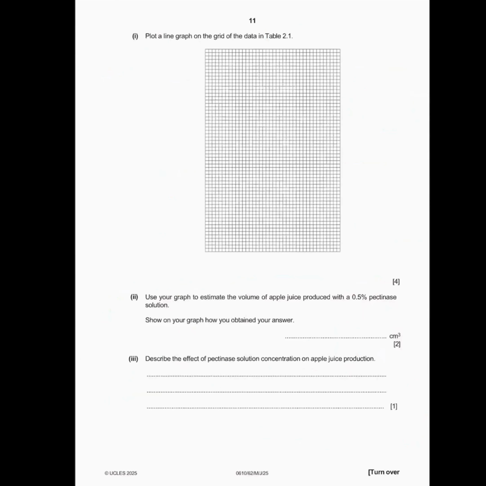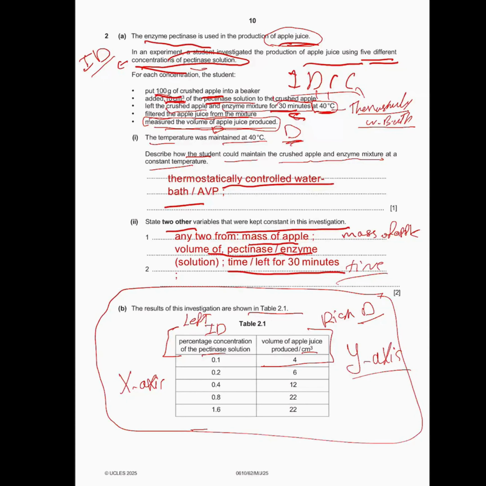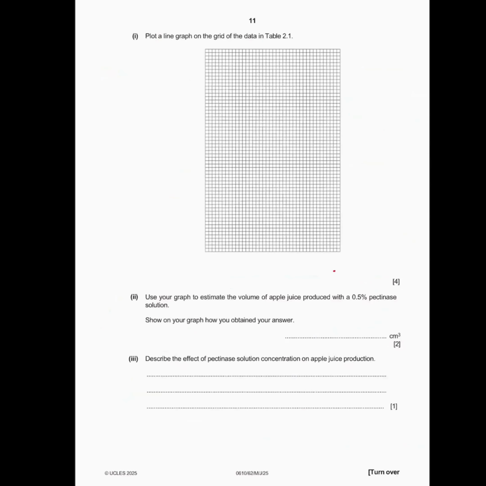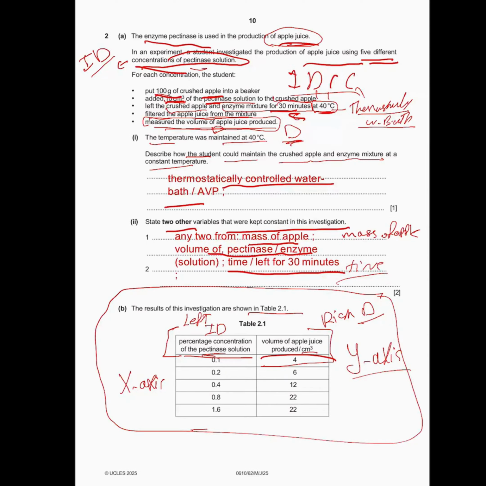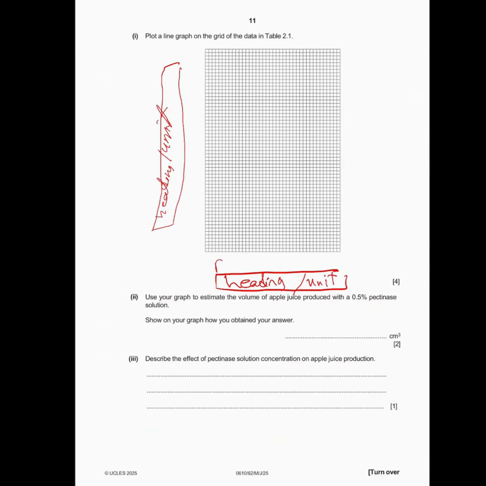After you have done taking the results, you should know that this will be on the x-axis, this will be on the y-axis. So the first thing that you do before you start drawing the graph, you do what? You write two things, the heading and the unit. Make sure that you write this on the x-axis and you write this on the y-axis. Yeah, let's do it together. The heading is what? Percentage concentration of pectinase solution.